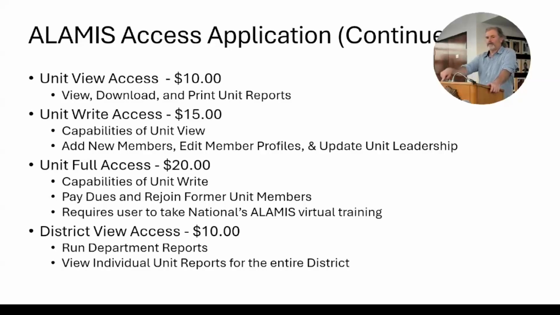And all of those reports are in there. You can see who your new members are. You have a new member report. You have leadership reports. You have who joined, your recruiting reports. All of your reports are in there. And with unit view access, which costs $10, you can view, download, and print all of those reports. As a person who's doing the membership for your unit, it's so important to have. Again, it's like trying to pass a college class without a textbook.